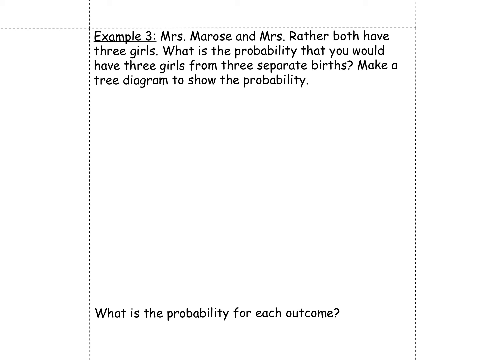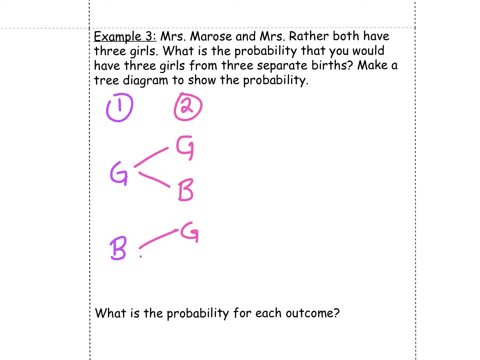My next question says, Miss Morose and Miss Rather both have 3 girls. What is the probability that you would have 3 girls from 3 separate births? Make a tree diagram to show the probability. And so we need to start with event 1. Event 1 was our first child. Our first child could have been a girl or a boy. Then we need event 2. Event 2 was child 2. So we could have had a girl followed by a girl or a girl followed by a boy. We could have a boy followed by a girl or a boy followed by another boy.